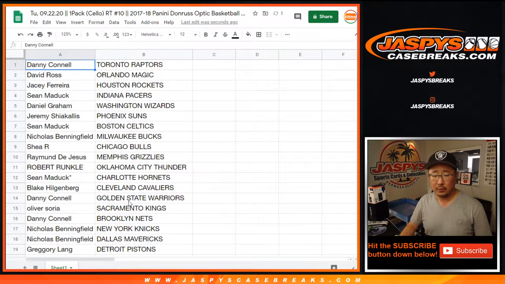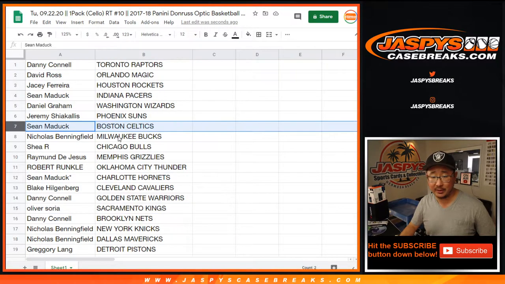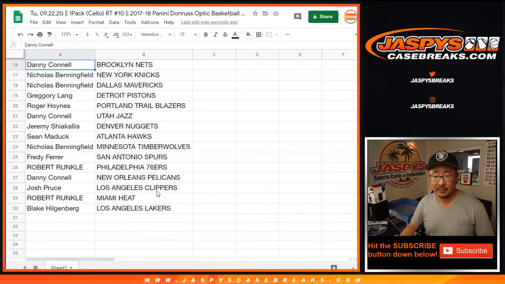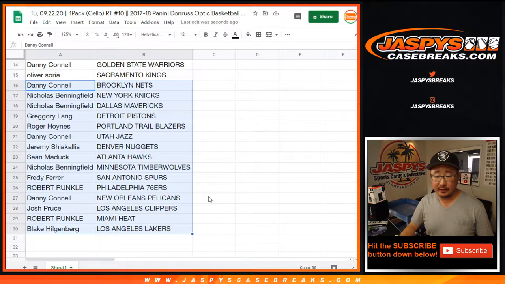All right, there you go. There's the first half of the list right here. Remember, this is 17-18, so I guess Celtics are really one of the big teams right here. But there's some other names in this class that can be pretty good as well. Danny with the Jazz.